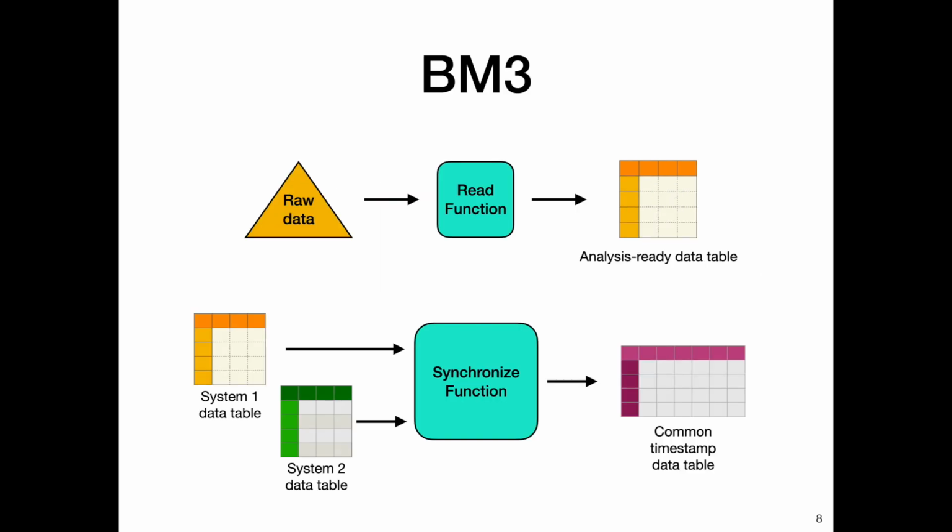Here's a general overview of how data preprocessing works in BM3. First, raw data is read into the directory structure using a read function, which creates an analysis-ready data table. Then, multiple data tables from different systems for the same collection period can be integrated using a synchronize function, which outputs a common timestamp data table with quantities from both input tables.